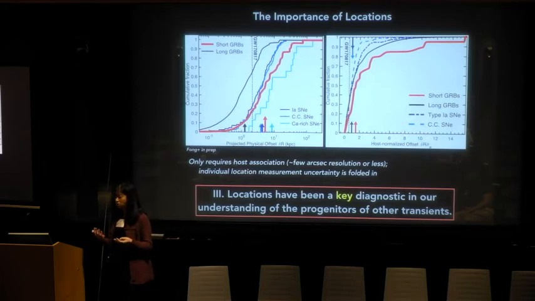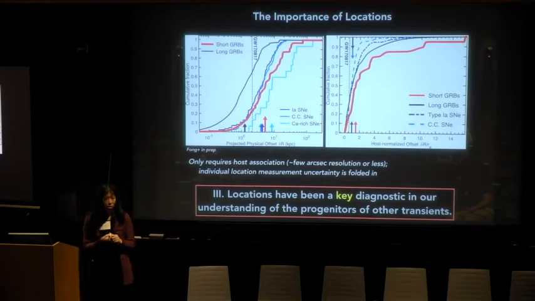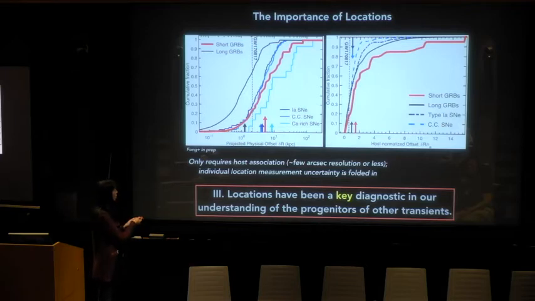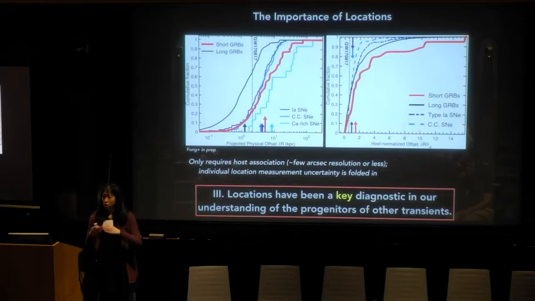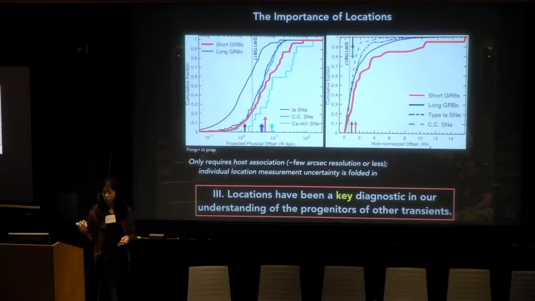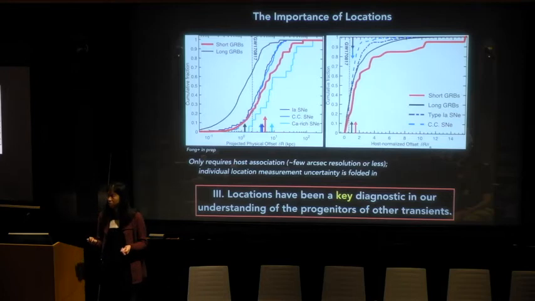So you can do this with any FRB for which you have a host association. And so here, with just the physical offsets, you might naively expect short GRBs and various types of supernovae to line up pretty well, but when you incorporate that host galaxy information, they actually immediately separate. And so you can see again that short GRBs from neutron star progenitors extend to much larger offsets overall. So these are the types of diagnostics that you can do with good localizations. And they've just been tried and true methods for understanding progenitors of other transients.